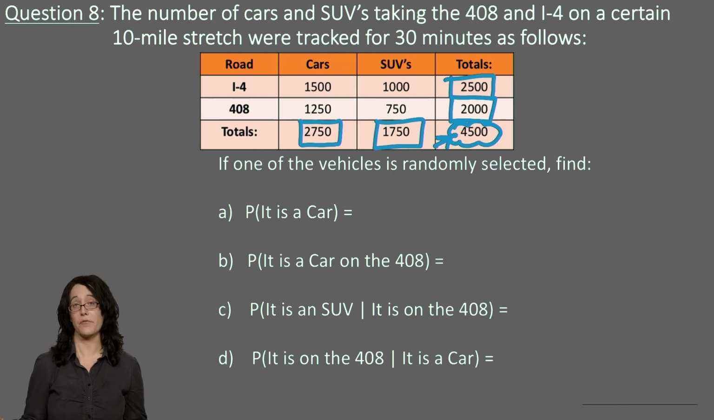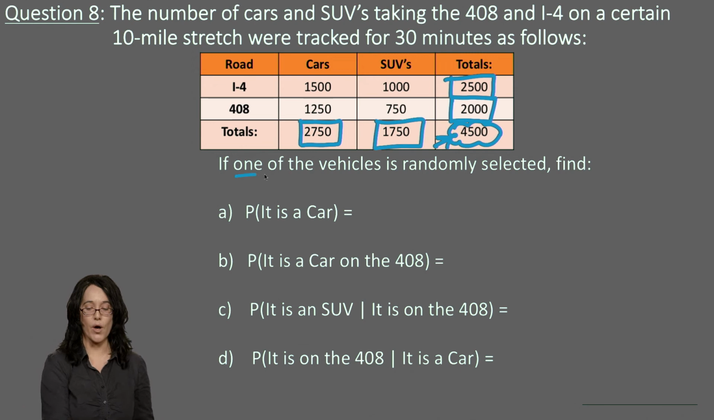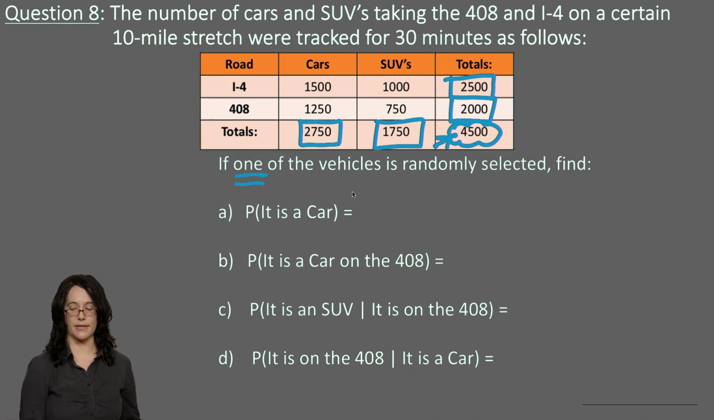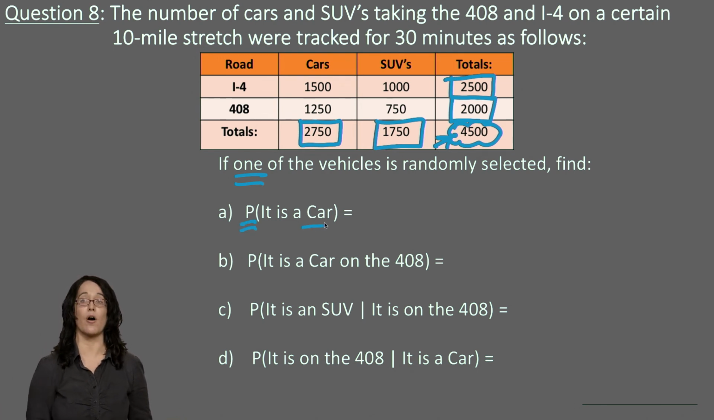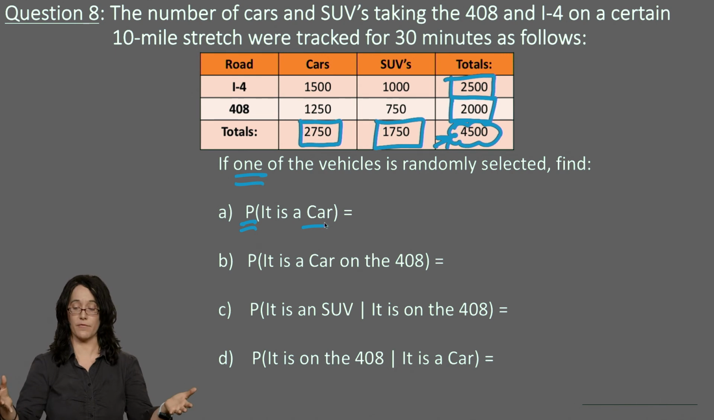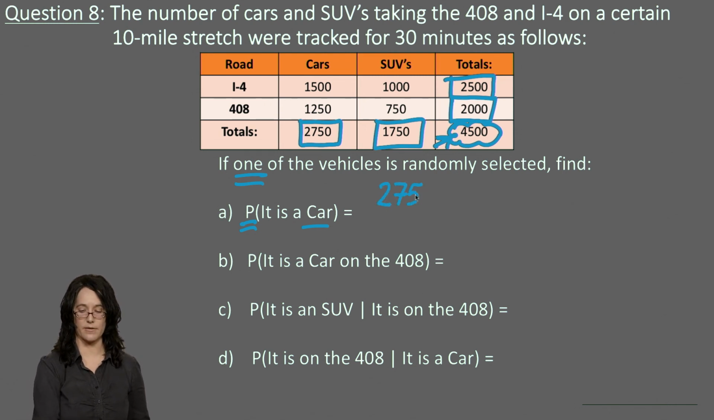All right, with that information, now we're just going to practice, can we read a table correctly? That's all we're doing. Now, if one of the vehicles is randomly selected, from this study, what is the likelihood or the probability that it's a car? So based on the study and the information they've given you, can you determine the likelihood that you would randomly select a car from this study? Well, how many cars are there? That's right, 2,750. So we're talking about this number here. And how many total vehicles are there? That's right, 4,500.